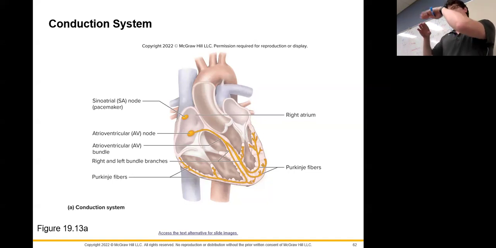We need to control these rates because once again, we can't just live at 90 all the time, or even live at 70 all the time. This also gives us an extra place where we can control these heart rates. However, this also gives us extra places where things can go wrong.